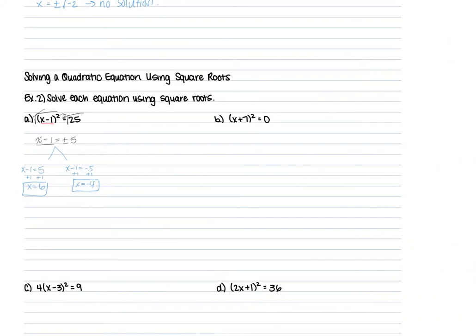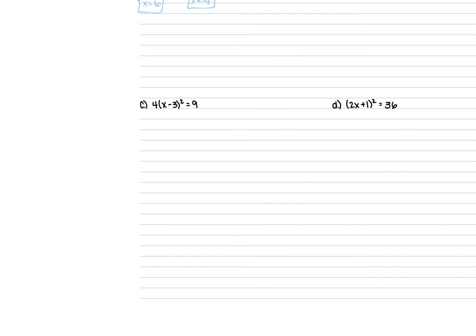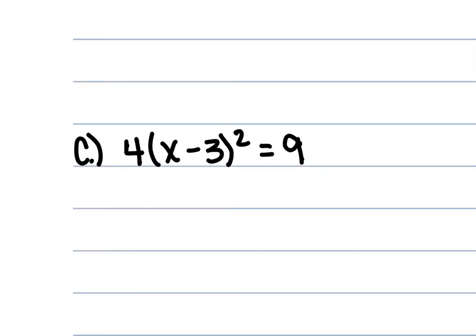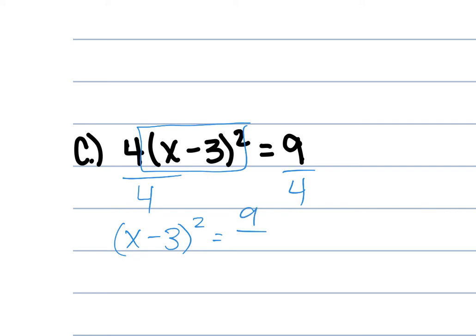All right, let's do another one like that. Let's go ahead and I would like to do C, okay? So in C, we've got 4 times x minus 3 squared. This is our square term, so in order to isolate it, we're going to divide by 4. We divide both sides by 4. We've got x minus 3 squared equals 9 over 4.